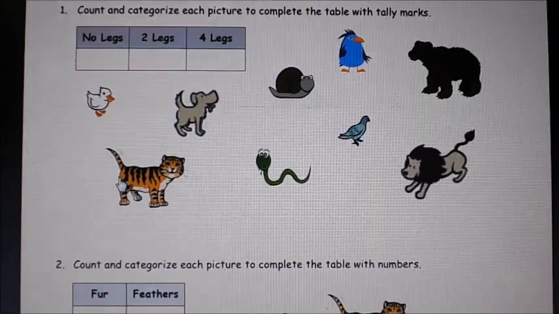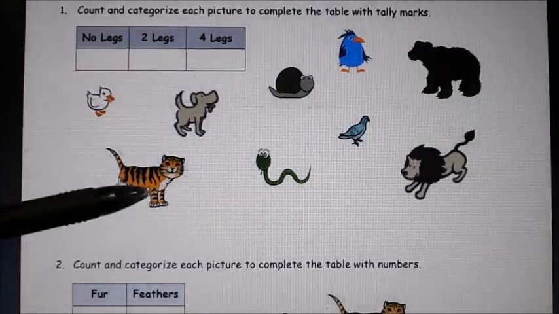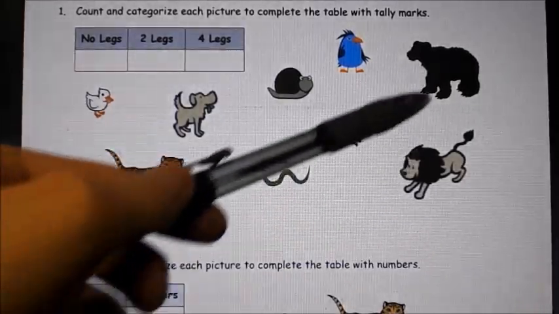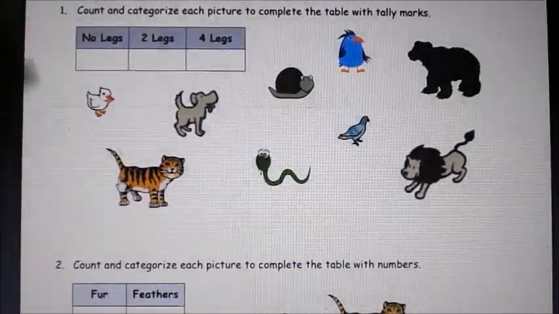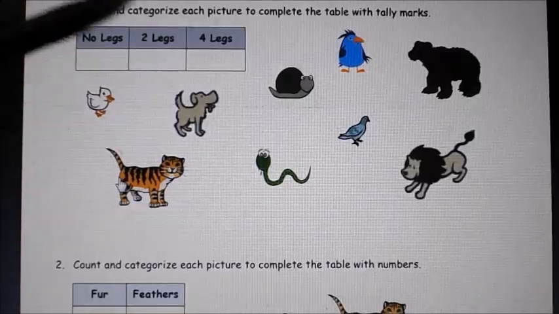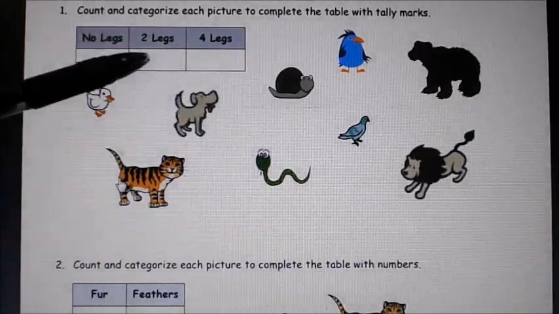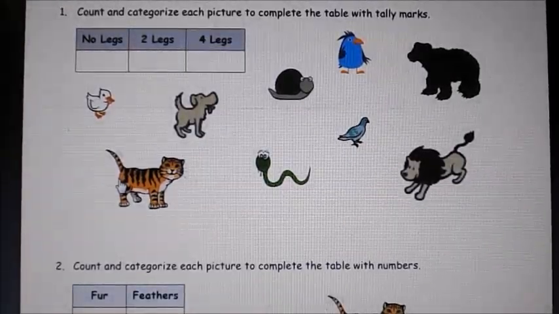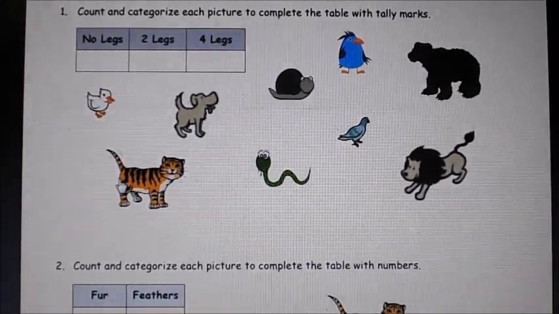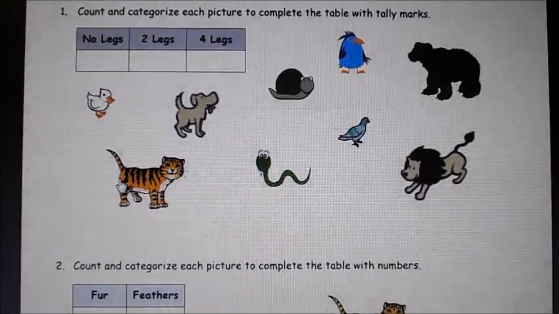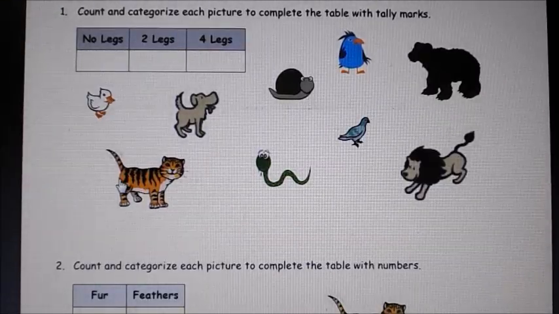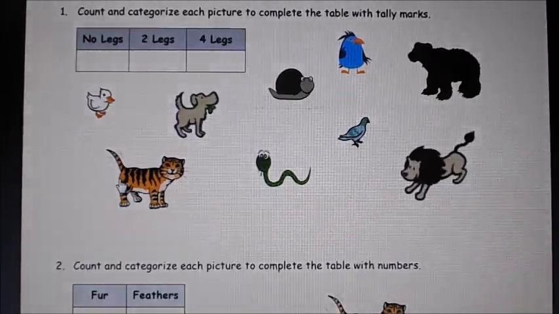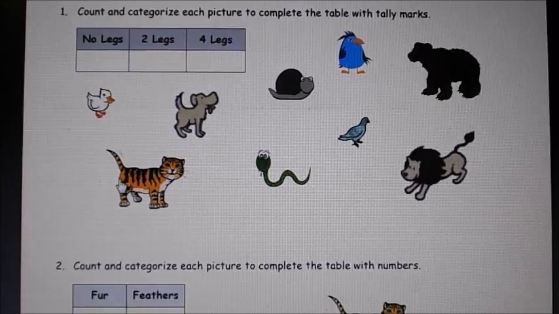In the 4 legs, we would say the tiger or the cat, the dog, the bear, and the lion. So we're looking at 4 animals with 4 legs. How many did we say? 3 animals with 2 legs and 2 animals with no legs. Again, this is easy classification. However, it is wanting us to be able to use tally marks and just our visualization and categorize each animal.